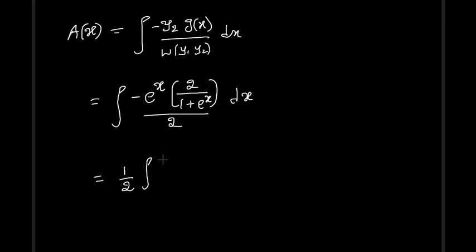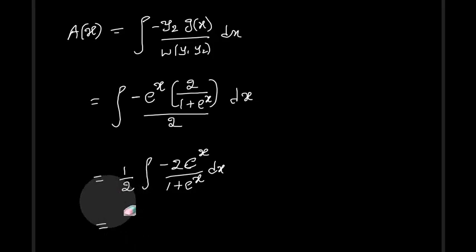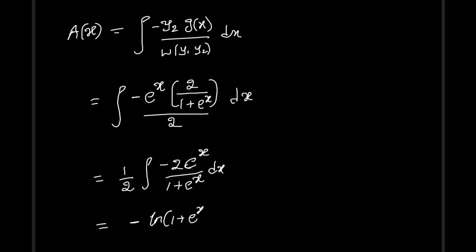So this becomes minus 2 into e power x by 1 plus e power x into dx. Now I can simply integrate it. If you integrate this, the 2 you can cancel, and minus of derivative of the denominator is there in the numerator. Therefore the integration will be ln of 1 plus e power x. That's it. So we got a of x.